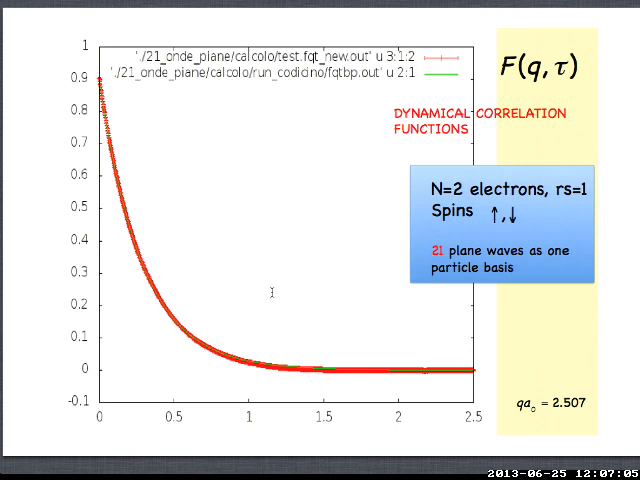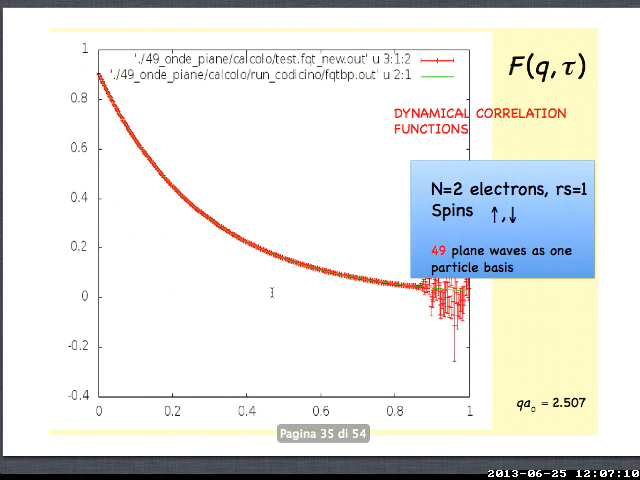This is increasing the number of plane waves, and this starts to be a difficulty, quite unavoidable, because this is a sign problem in this situation. Because to obtain the FQT with just 49 plane waves, you have to multiply a number of matrices and take the inverse. And the number of matrices is this number times the time step.